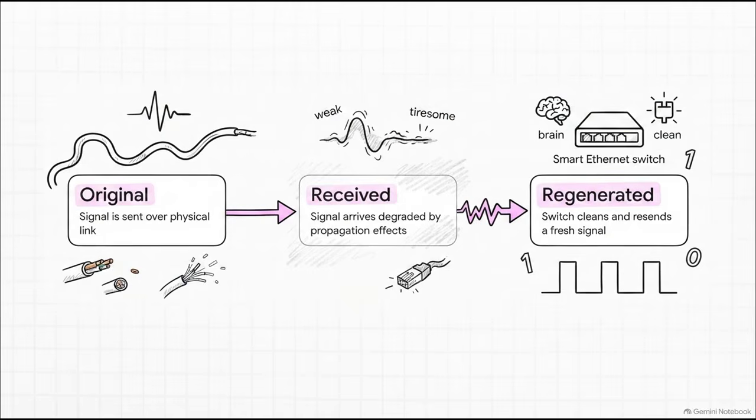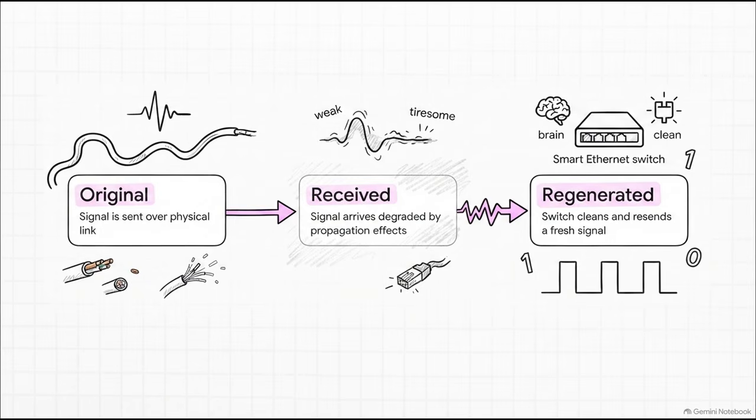Okay, but what about distance? As a signal travels down a UTP copper wire or a fiber optic cable, it gets tired. It suffers from propagation effects, meaning it weakens and gets distorted. If you just send it through a simple connector onto another wire, that distortion continues until the data is completely unreadable. But Ethernet switches are smart. They don't just pass the signal along, they regenerate it.